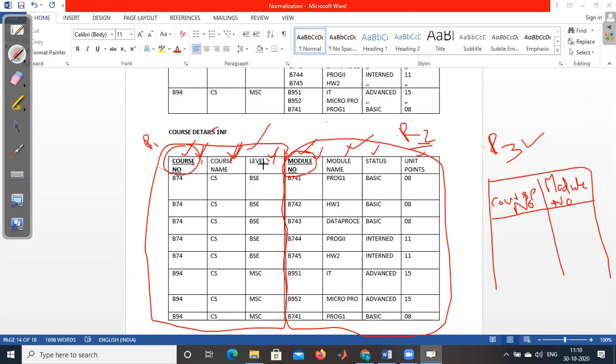Okay. Next, module number in relation R2. Module number is a key attribute. So all non-key attributes are fully dependent on the primary key attribute. So what is the primary key here? Module number is the primary key. Next, relation R3 has two attributes, course number and module number. Both are key attributes. So finally, R1, R2 and R3 are in the second normal form. Students, do you have any doubt regarding this? Please respond in the chat box.